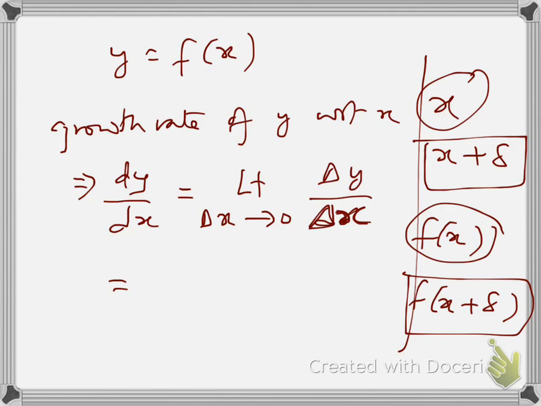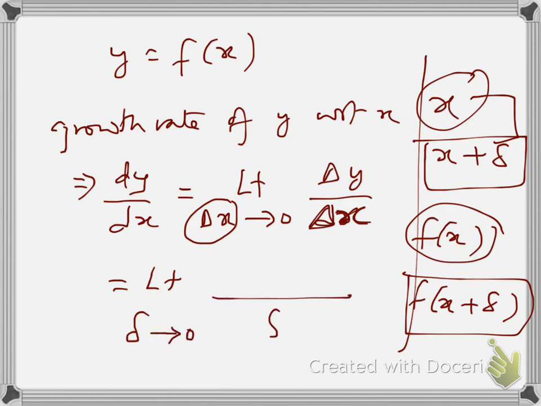So you can write limit delta x, the change in x. x is changing from x to x plus delta. So what is the change? Delta: final value minus initial value. That change should go to 0. That change in x is in the denominator. What is in the numerator? The change in y: the new value of y minus the old value of y.